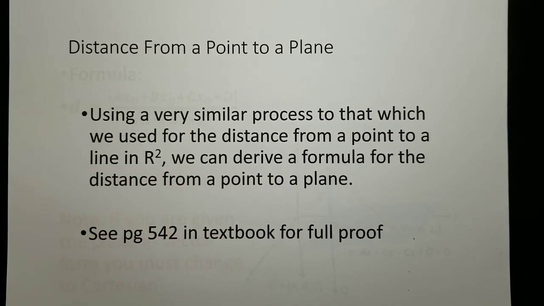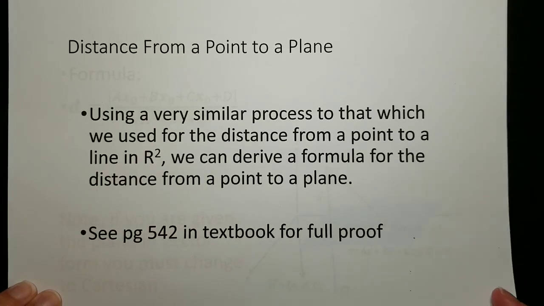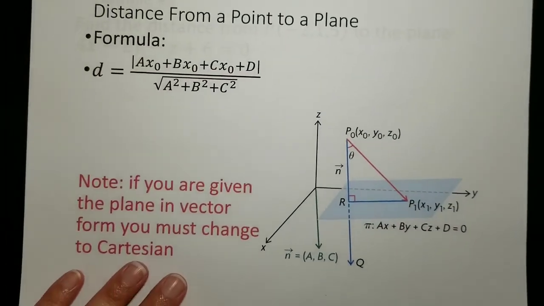We're still going to be using the normal vector, which is now going to be ABC from the Cartesian equation of our plane. If you want to take a look at the full proof, that's on page 542. But I'm just going to, at this point, give you guys the equation for that, because it is very similar to what we did in the first video.